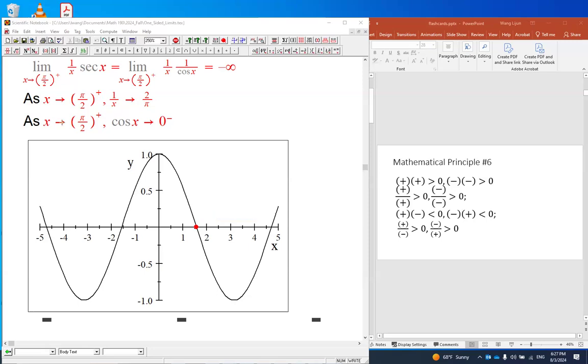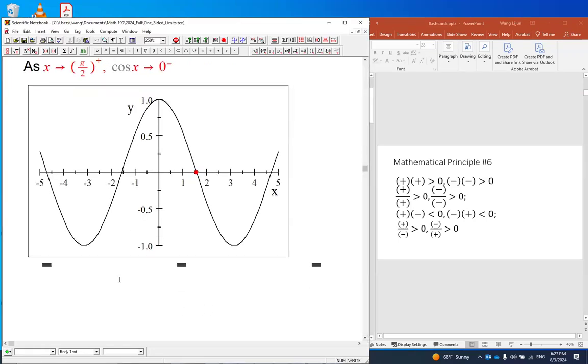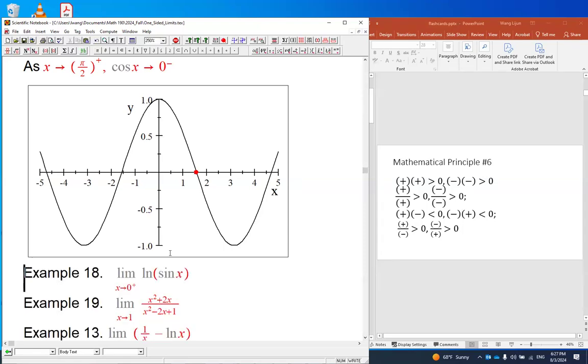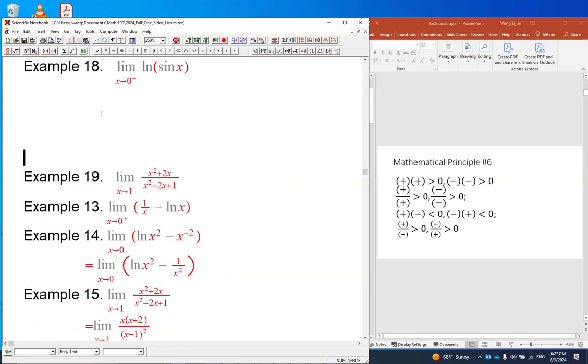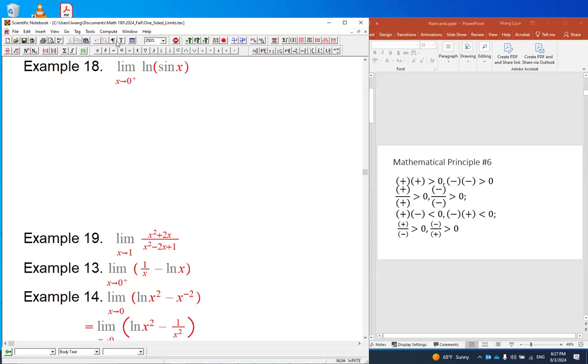So that's how we analyze that, in case that algebraic simplification is no longer available to us. Number 18 is also requiring us to apply the properties we know about sine. For example, sine x is in consideration. And we know the sine curve, right?